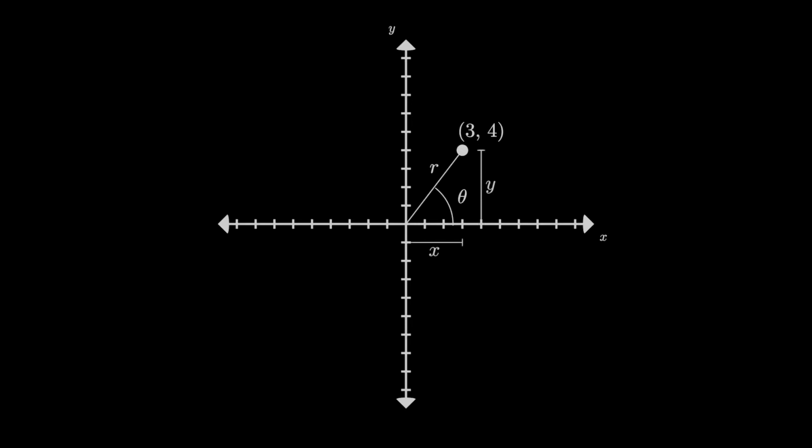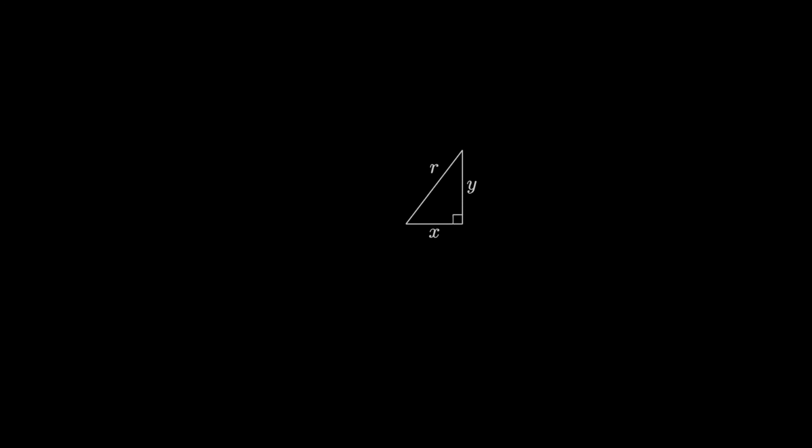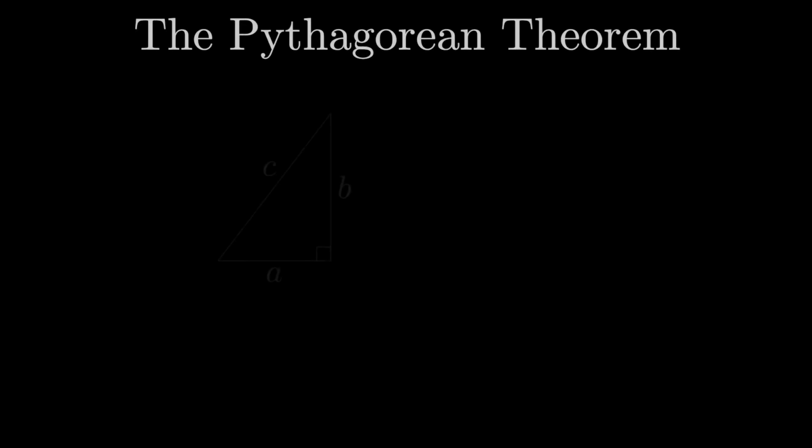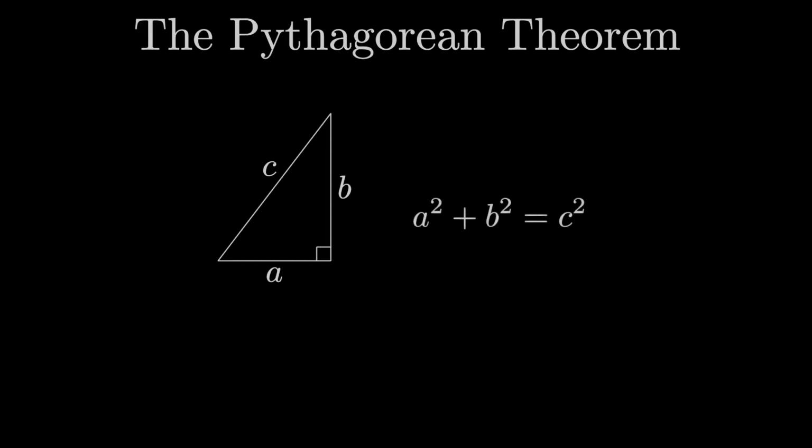So the x and y distance measurements will also always be at right angles. Hypotenuse of a right triangle. Where have I seen that before? The Pythagorean theorem. Given a right triangle, a squared plus b squared equals c squared, where c is the hypotenuse and a and b are the other sides. Applied here, this just means r squared equals x squared plus y squared, or better yet, r is equal to the square root of x squared plus y squared.